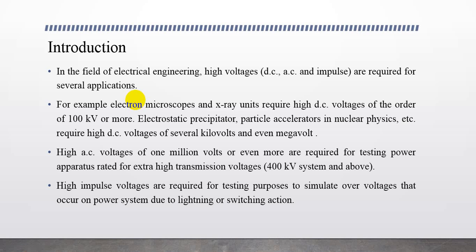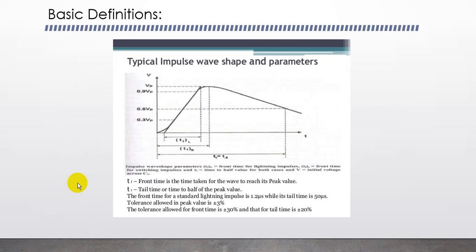And simply speaking, in nature, where do we see these high voltages? A simple example is lightning, natural lightning in thunderstorms. Before going into this experiment, let us analyze the characteristics or the different parameters of an impulse waveform.